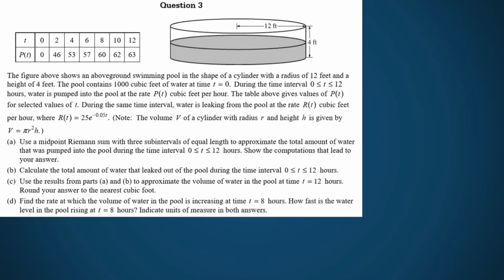I want to first use a midpoint Riemann sum with the subintervals of equal length, indicated by the table, to approximate the total amount of water pumped into the pool during the first 12 hours. What do we need to do? Oh, 3 subintervals, that is.